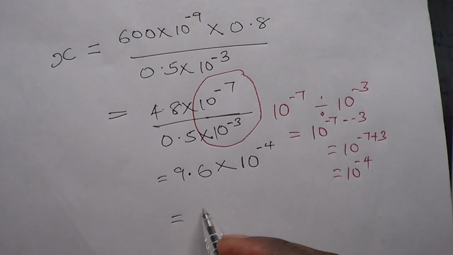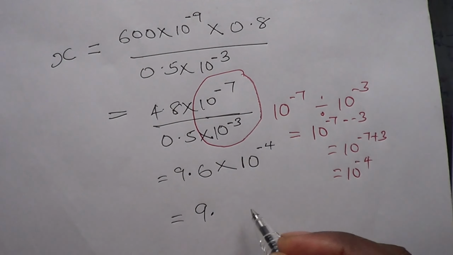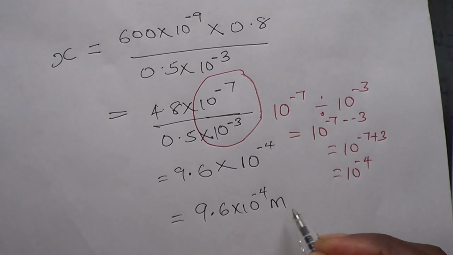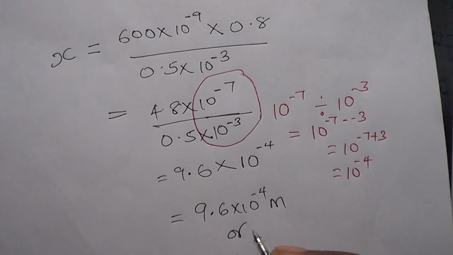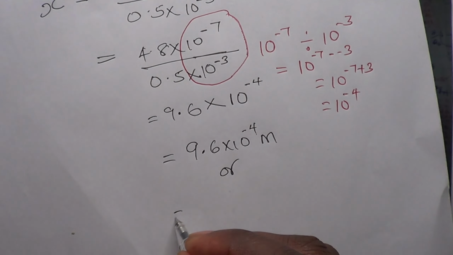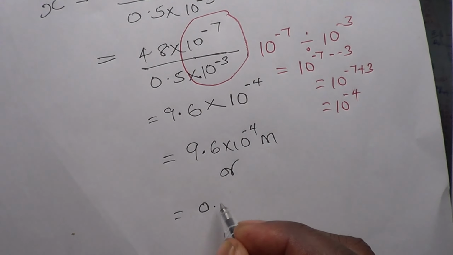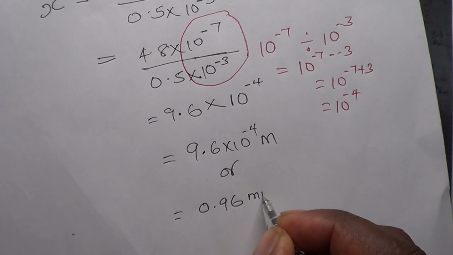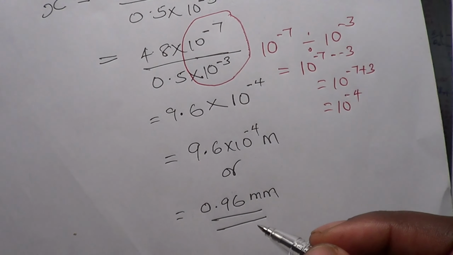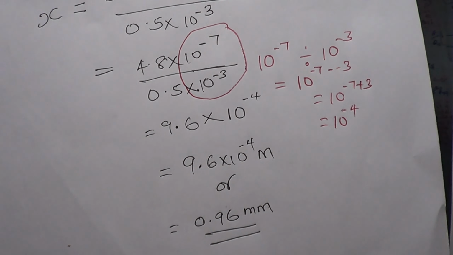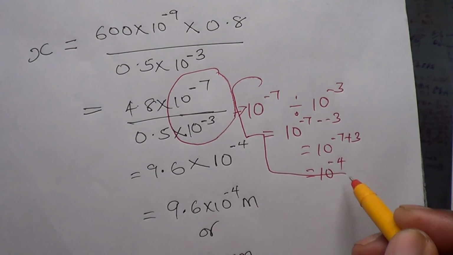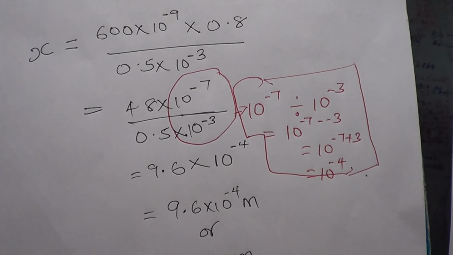So the answer will be 9.6 times 10 raised to the power negative 4 meters, or you can say it is 0.96 millimeters. That's now the distance of the observed fringe width. Now at this point, this one is on how we can solve the powers when we are given the indices.